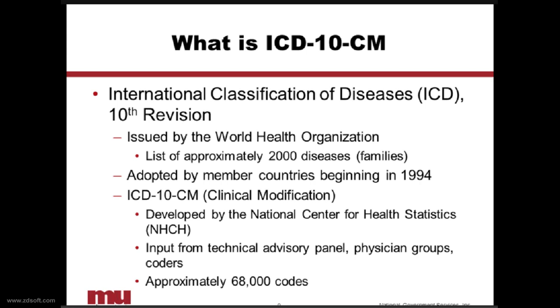In the United States, we will be using ICD-10-CM. This is a variation that was developed by the National Center for Health Statistics, and it was developed with a great deal of input from technology advisory panels, physician groups, and coders across the United States. ICD-10-CM will contain approximately 68,000 codes, and this is a much higher level of specificity, and it's necessary in the United States because of our higher requirement for data, specifically for the specificity of data that we use in our payment and reporting systems.